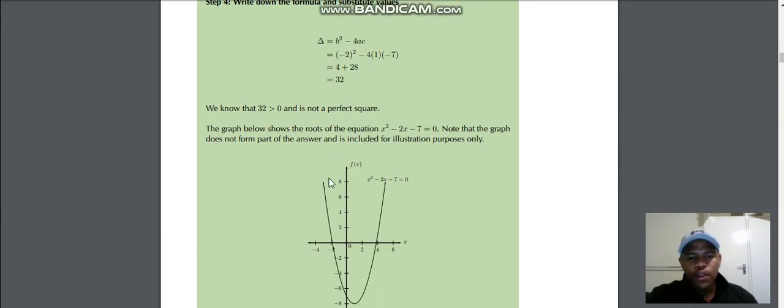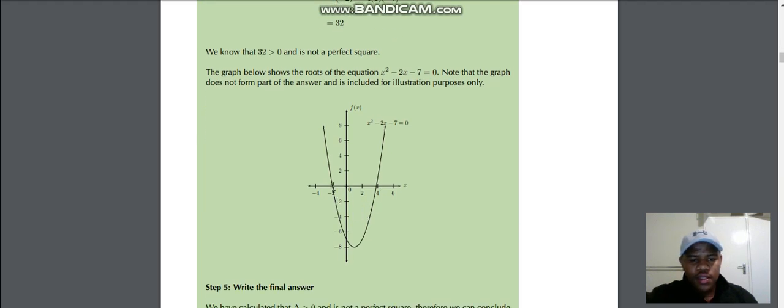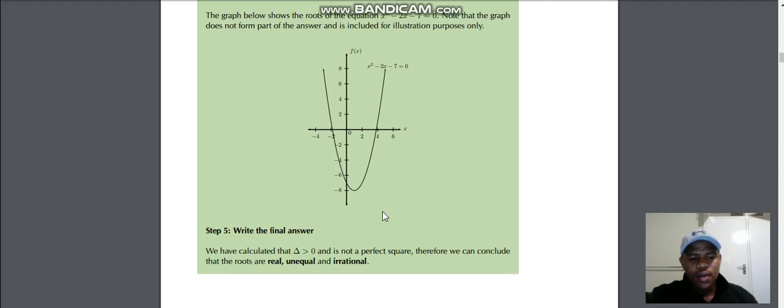So if you were to plot that in a graph, this is what you would get. You can see that the roots are really not falling perfectly into known numbers, right?